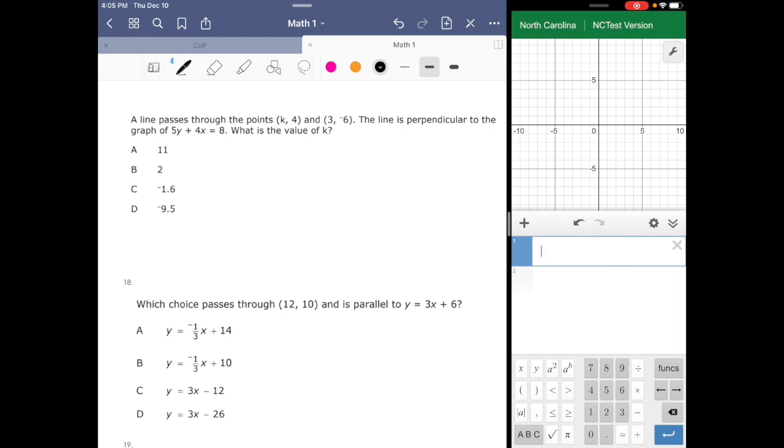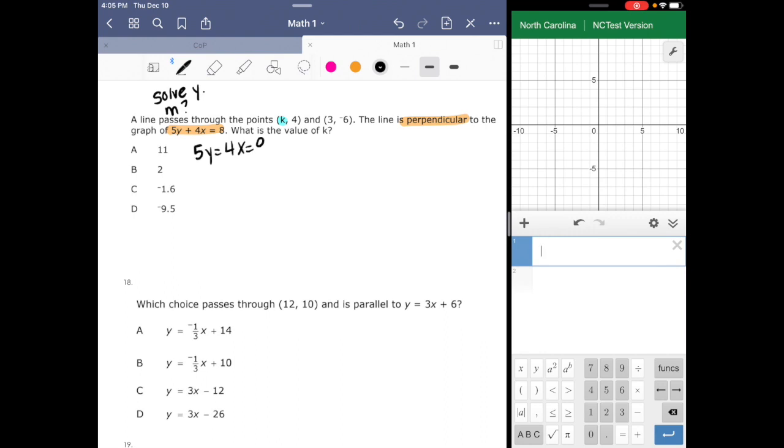Number 17. So I have a line that passes through these 2 points. Now, let me draw your attention to the fact that we don't know what one of the values is of the points. However, what we do know is that it's going to be perpendicular to this equation. So the first thing that we need to do is solve for y, because we need to find the slope, okay?